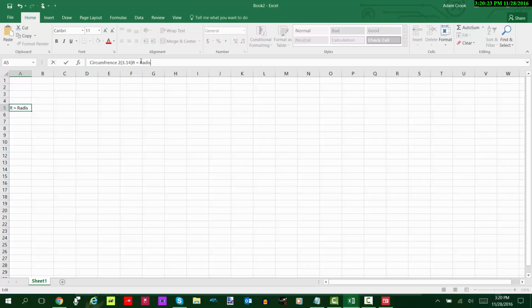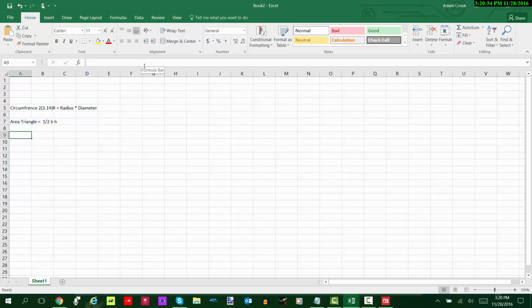Also, we need the area of a triangle, which is 1/2 times base times height. Area of a triangle equals 1/2 BH. There we go. Got everything there? Yeah, got it.